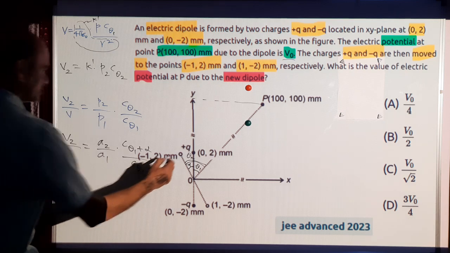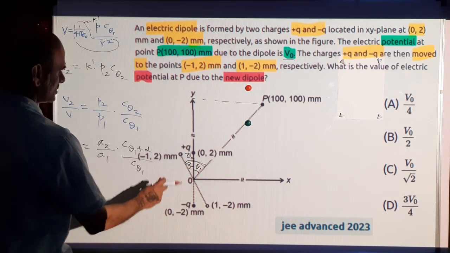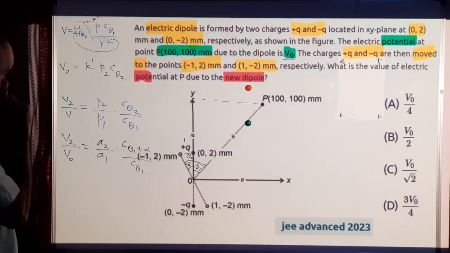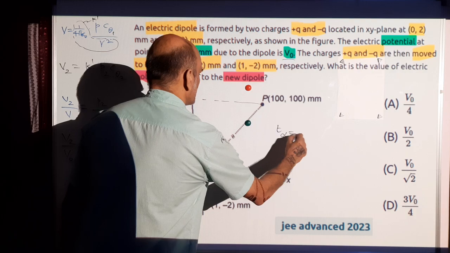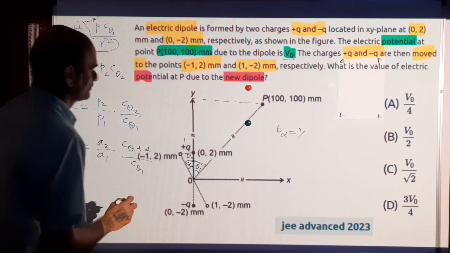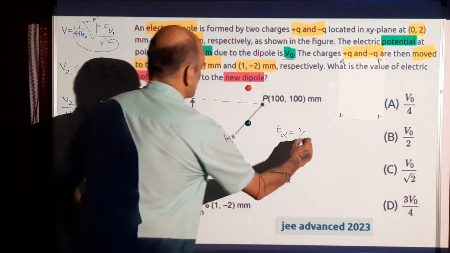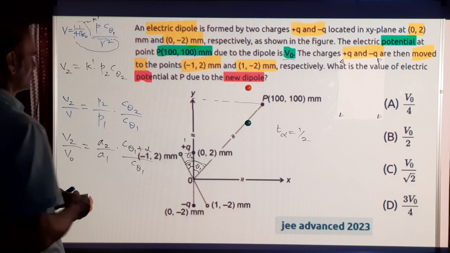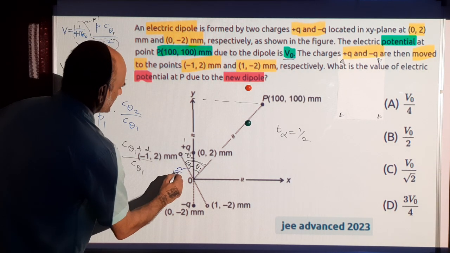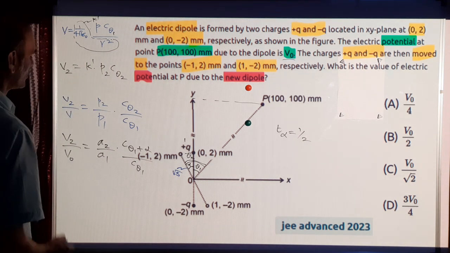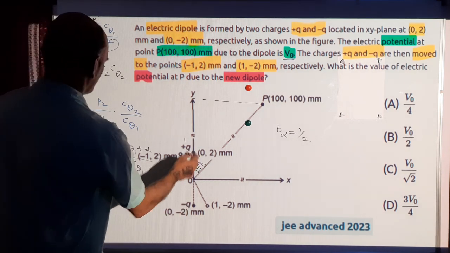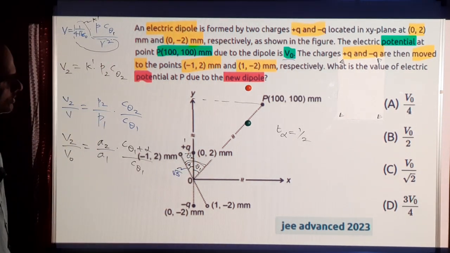And alpha we can find from this triangle. This distance is 1. Magnitude is 1. And this vertical thing is 2. So tan alpha is 1 by 2. So this is 1. This vertical thing is 2. So this hypotenuse is square root of 5. It's 1 square plus 2 square, so root 5. And A1 is from here to here, which is 2.